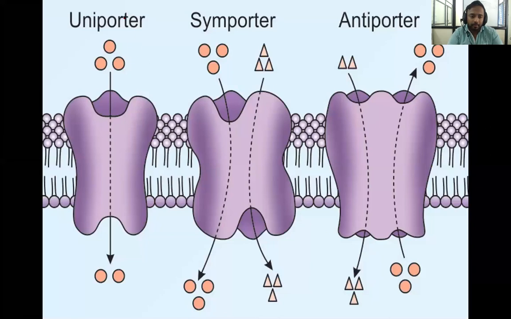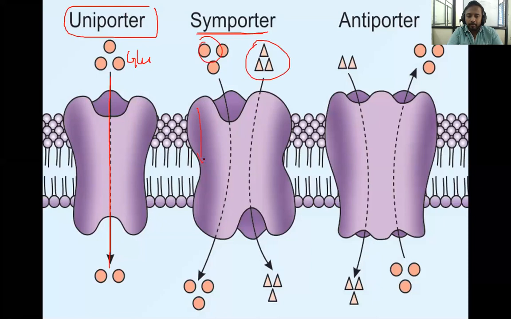In the picture also you can see uniport means a single type of molecule, for example glucose, is transported into the cell. Symport means two molecules are crossing through this protein but in the same direction. Either they are coming inside the cell or they are exiting the cell.